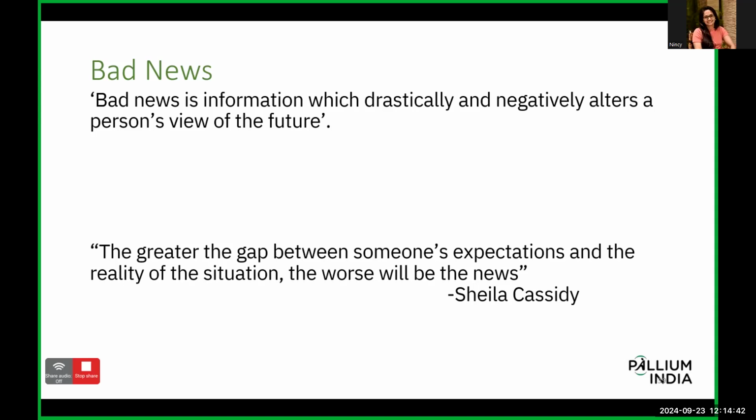Here we have a quote by Sheila Cassidy. It says, the greater the gap between someone's expectations and the reality of the situation, the worse will be the news. Let's imagine a young patient, a 22 or 23-year-old girl aspiring to achieve a lot of things, pursue higher education or build a career. She has a lot of hopes for her future, and she comes to know that she has cancer, and that it is spreading across her body. Her expectations were different: I'll study more, I'll have a job. But the reality is that maybe she does not have long to live. The gap between the two is so big that the news becomes worse.